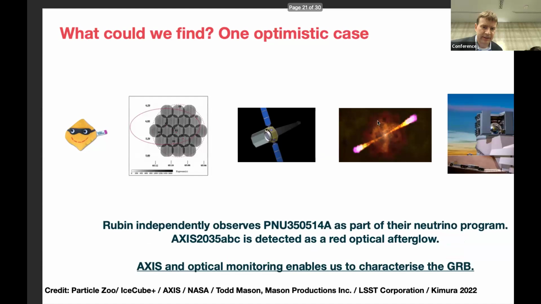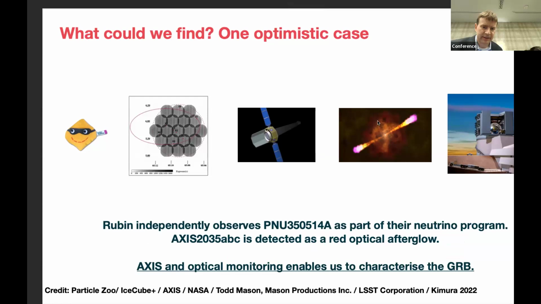And of course, AXIS doesn't operate in isolation. Rubin, for example, wants to operate a neutrino follow-up program as well. So Rubin would be sensitive to the optical component of the afterglow. So Rubin might detect a very red source at the same position as the afterglow in X-rays and at the same position as the neutrino.